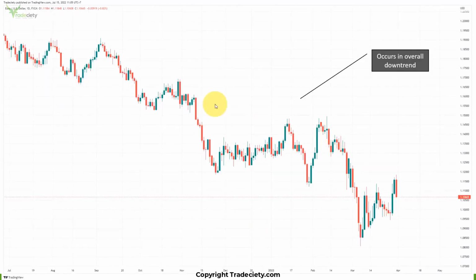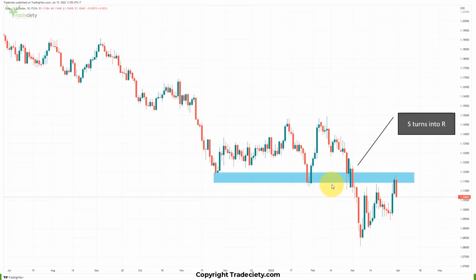So when we zoom out, you can see it occurs in an overall downtrend, which is good because the engulfing candlestick is bearish and it happens in a bearish context, right? So the market has been going down over the long term. That's good because the candlestick occurs in the right trend context or direction.